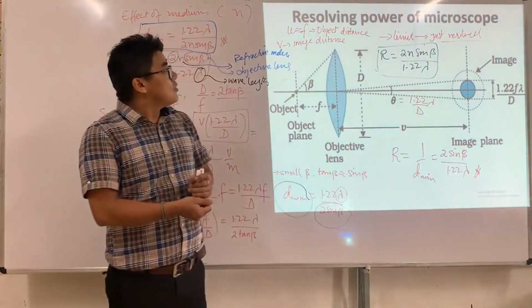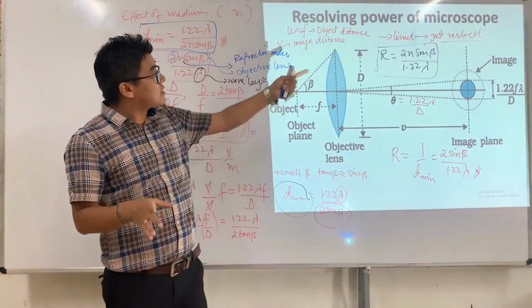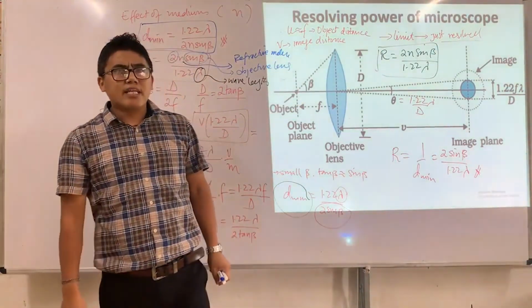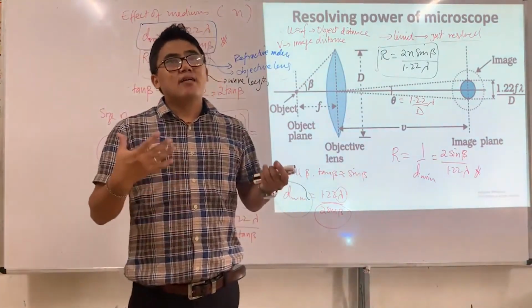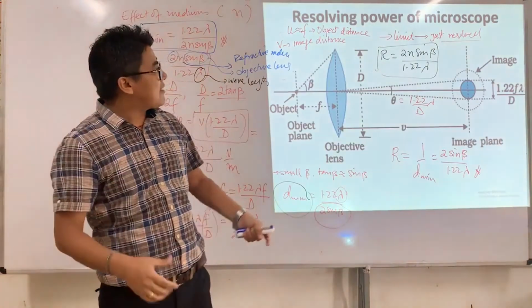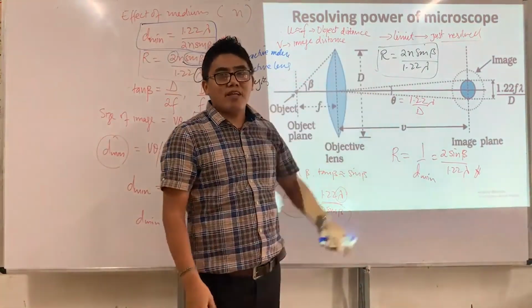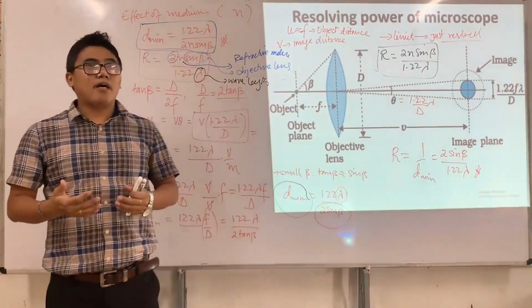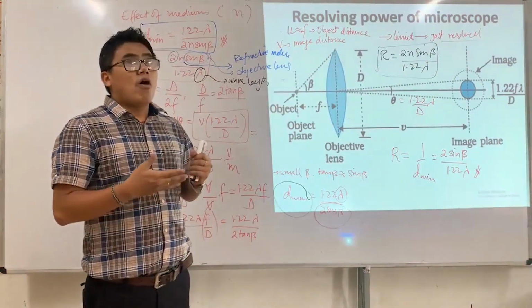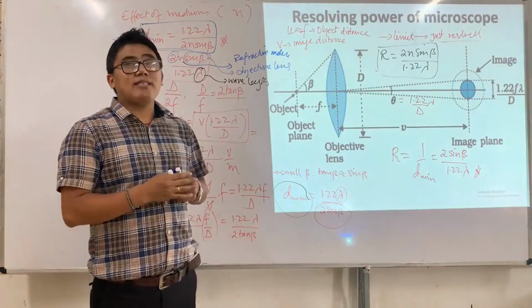All right, so I've done with this. In the case of a telescope, we talk about X-ray telescopes, again determined by the wavelength. Okay, with this we have done with resolving powers for microscope as well as telescope.